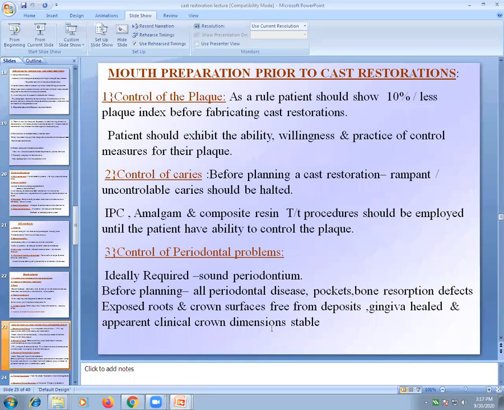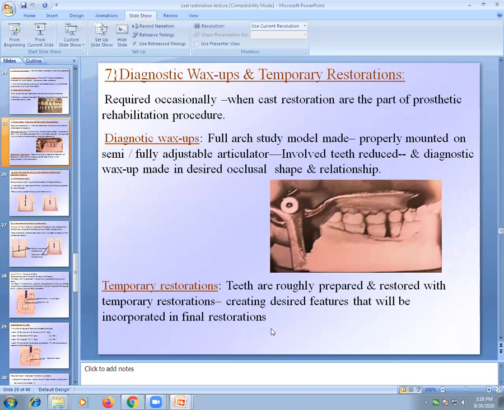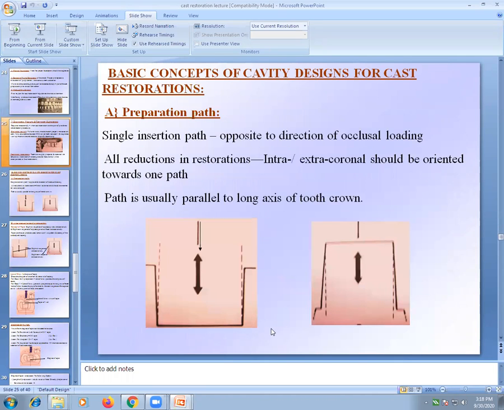Amalgam restoration, IPCs should be done before starting with the patients, right? And the periodontium should be healthy. Then proper foundation, control of pulpal condition, and occlusal equilibrium. This is not so important for your theoretical part.